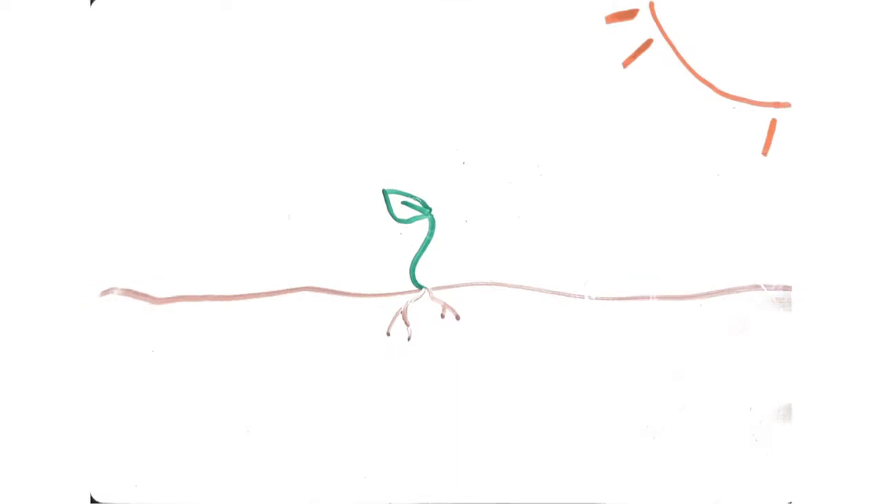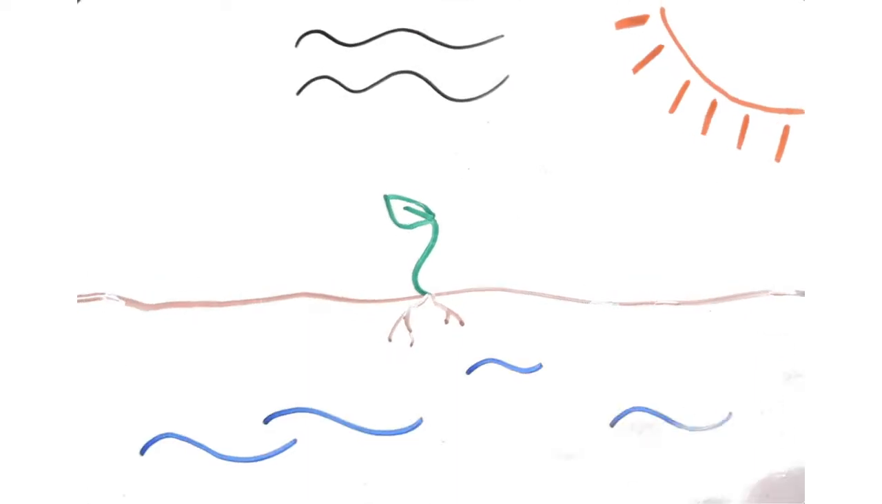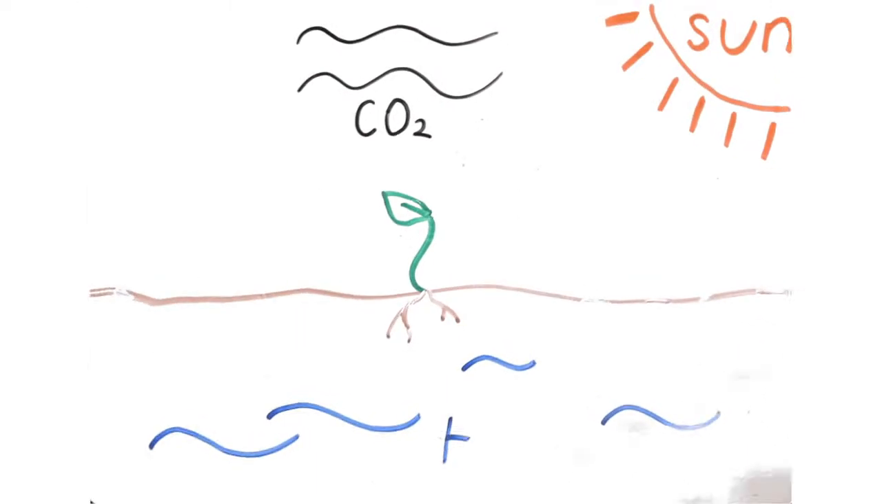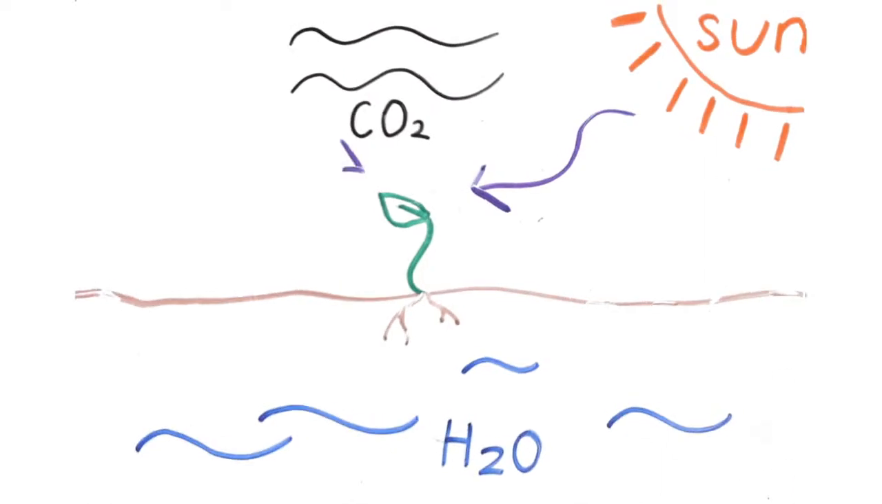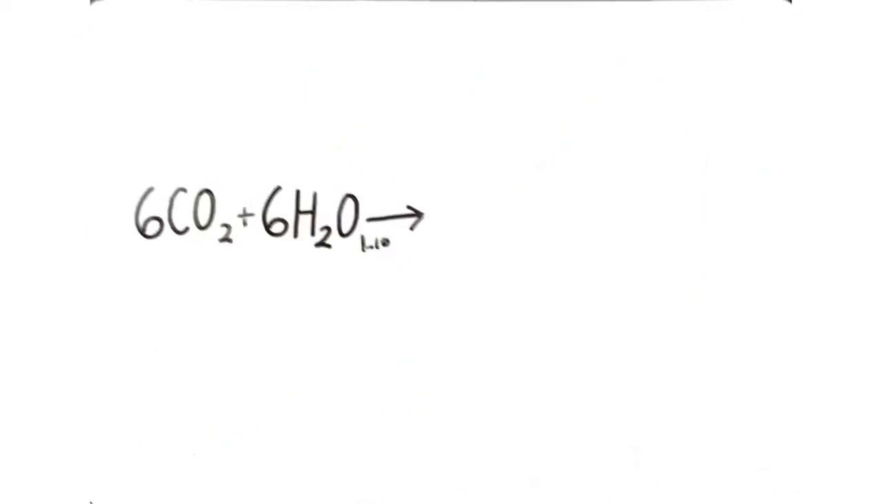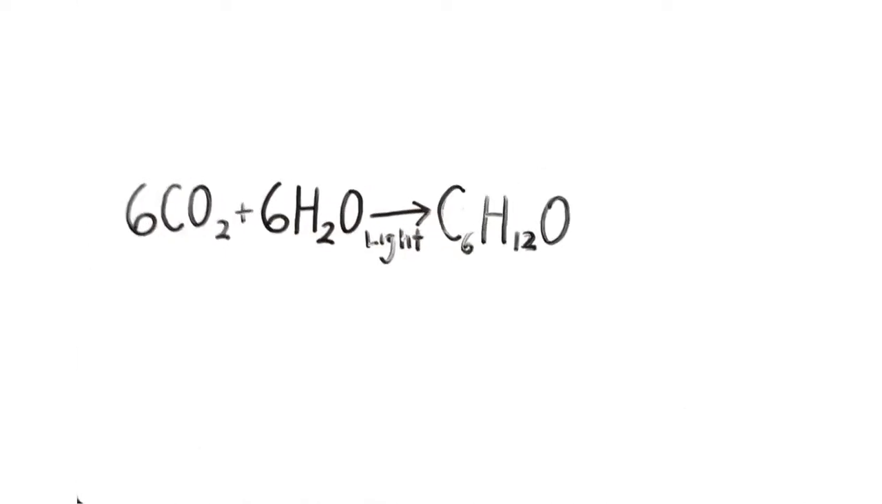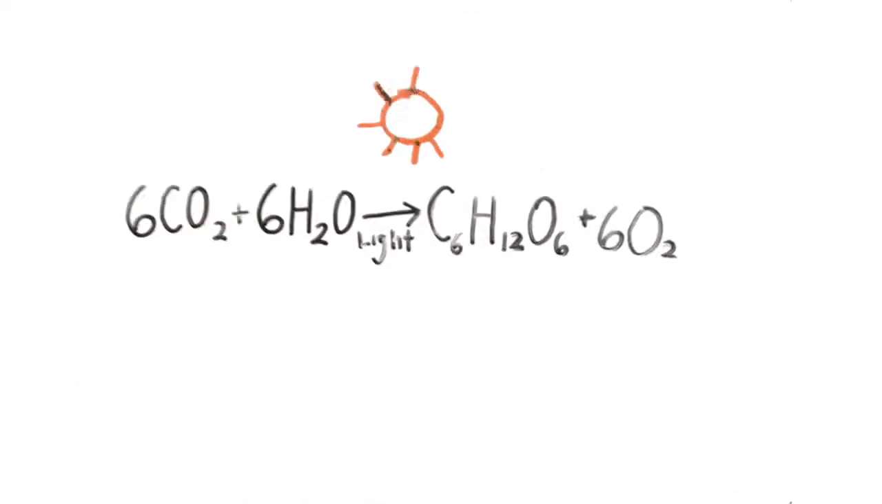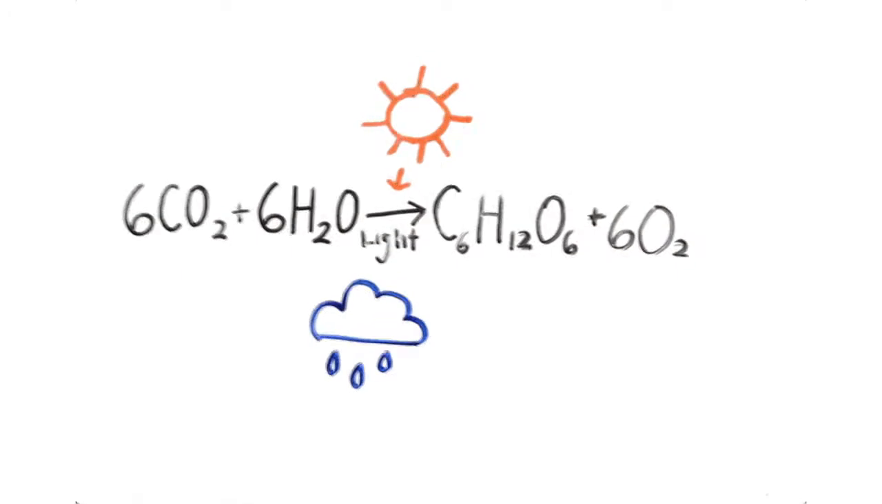The reactants of photosynthesis are carbon dioxide, water, and sunlight. Carbon dioxide and sunlight are absorbed through the leaf while water is absorbed through the roots. The equation of photosynthesis is 6CO2 plus 6H2O through light produces C6H12O6 plus 6O2. The sources of the reactants are as follows.